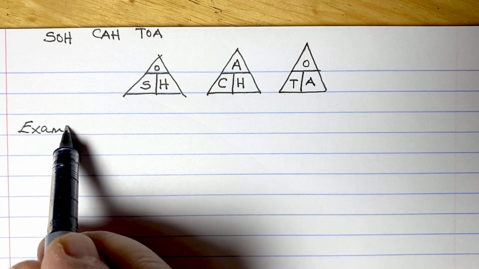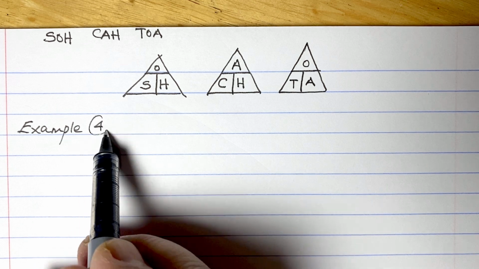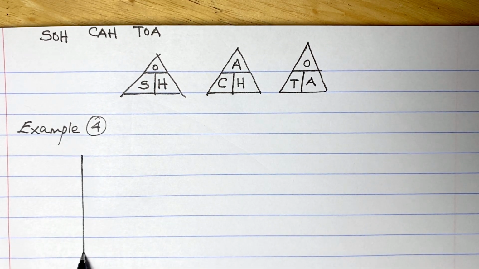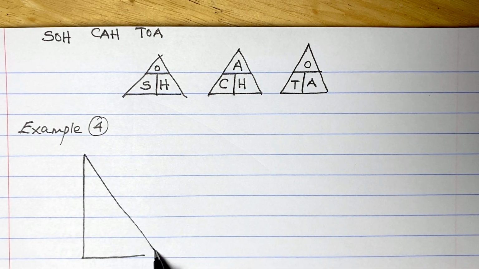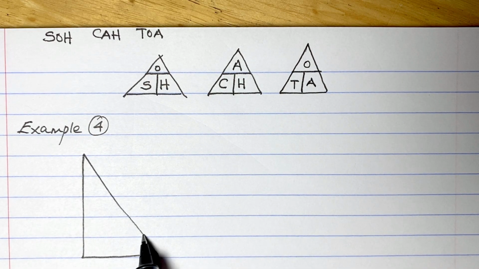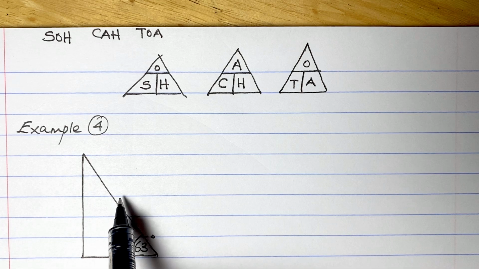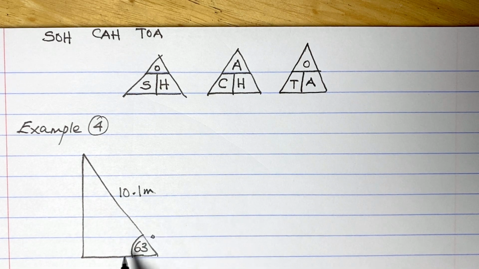I shall design a question which will involve the cos. So let's have a triangle. I tell you, this angle is 63 degrees. This is 10.1 meters. And I'm asking you to find this length here, from there to there.